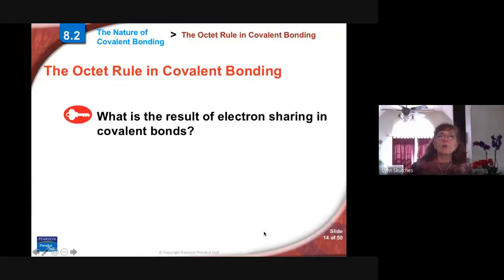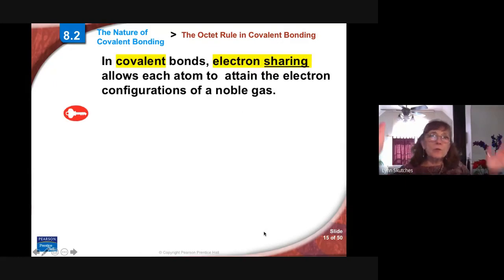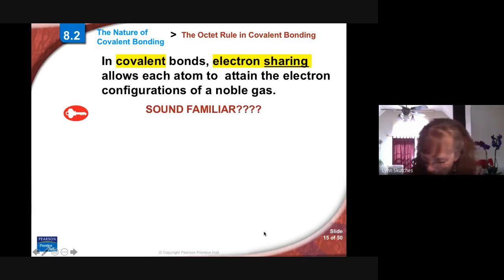Alrighty, what's the result of electron sharing in covalent bonds? Everybody gets to be like a noble gas. That should sound super familiar. Elements try to get their outermost s and p orbital electrons all full, whether they're making ions to do that or sharing. Remember, with ionic bonds, one has to lose when the other one gains. In covalent bonds, they share them back and forth, like co-workers share the workload.